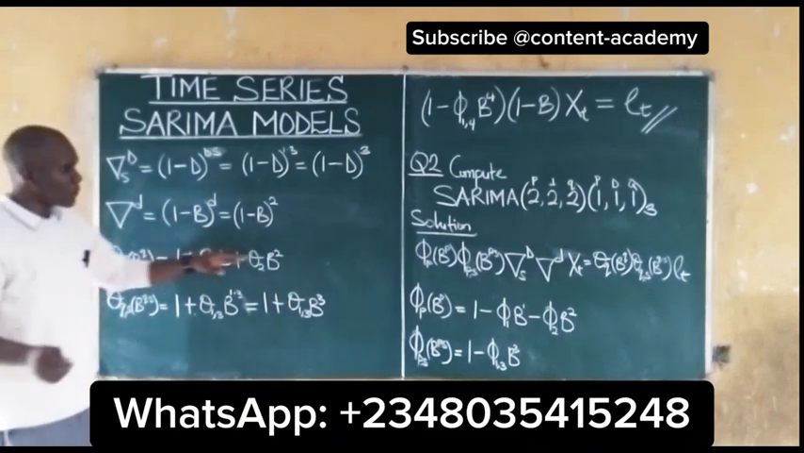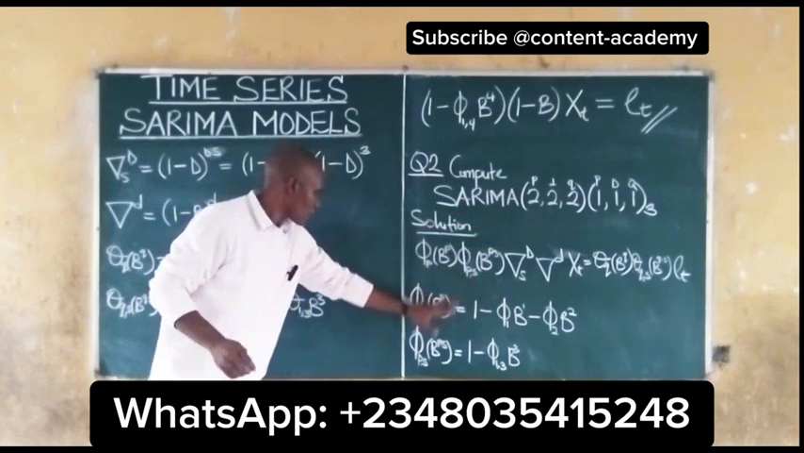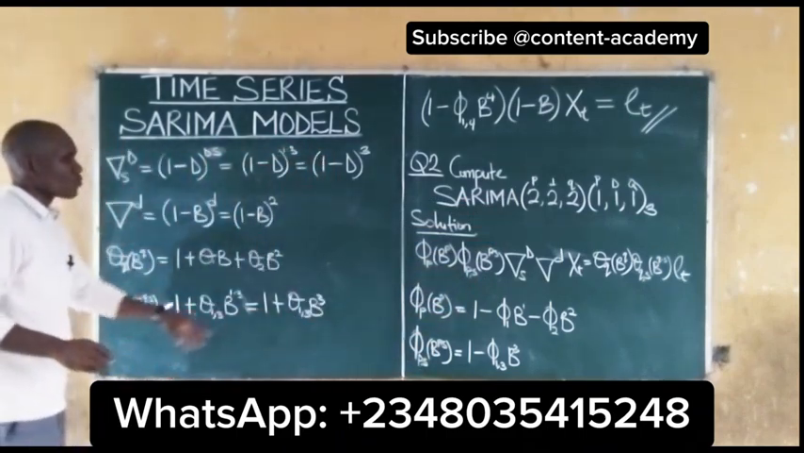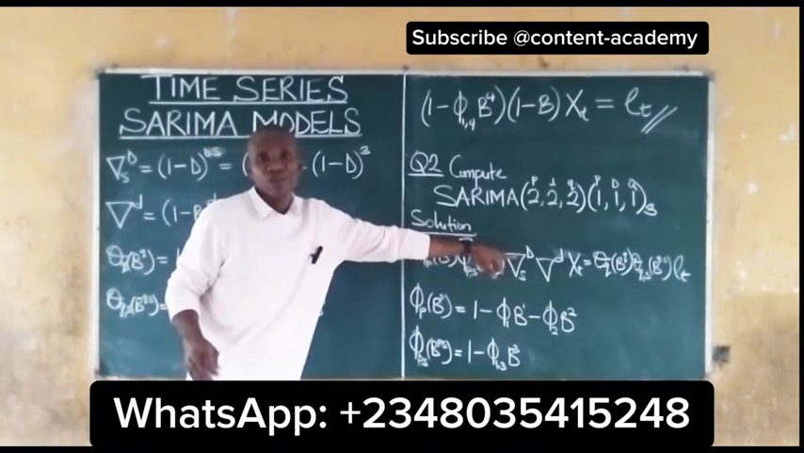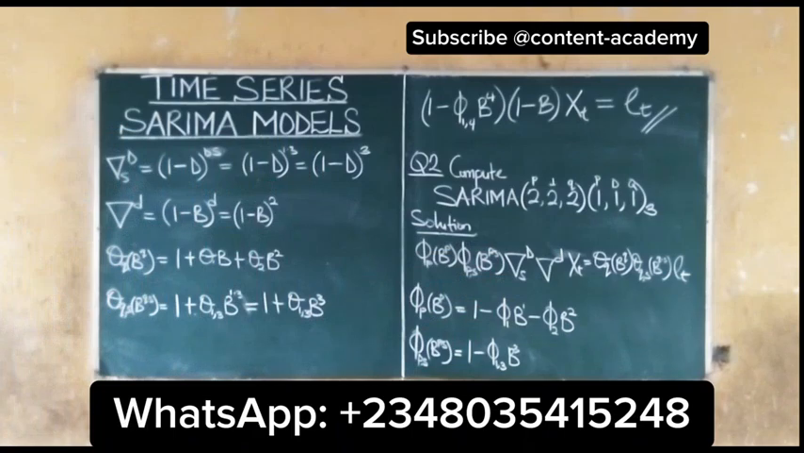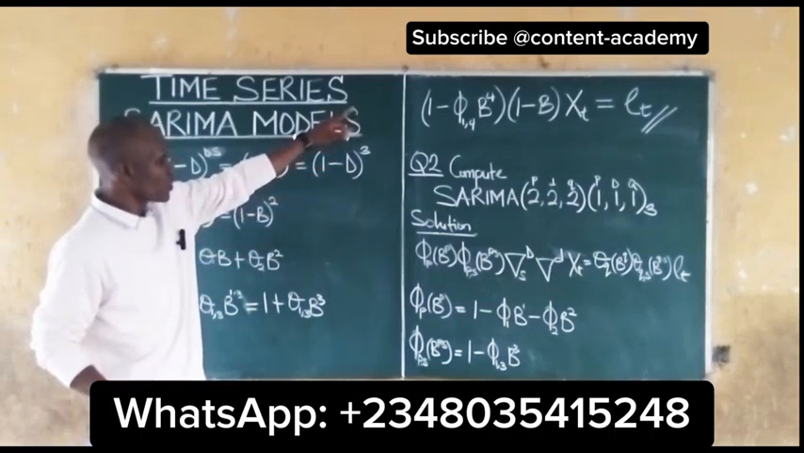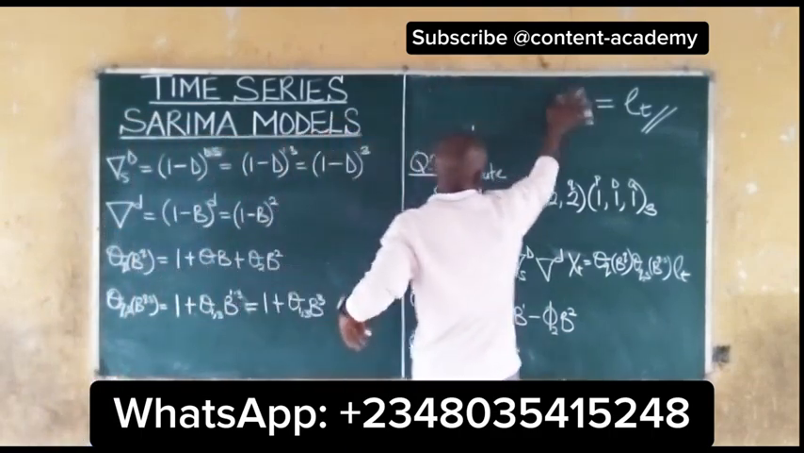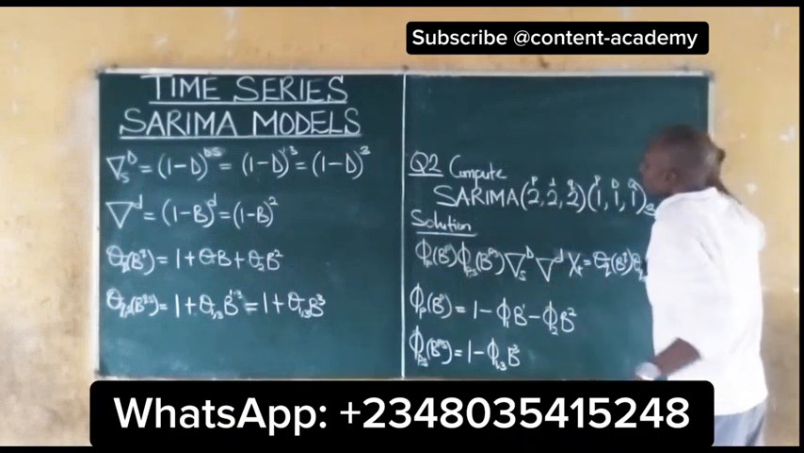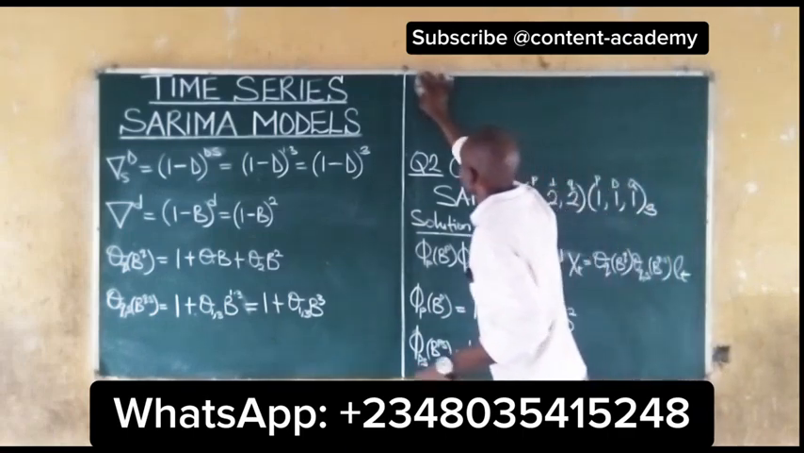So we have finished computing what we have here, SARIMA (2, 2, 2)(1, 1, 1). All we need to do is to now put it in this form. Once we put it in that form, we have succeeded in writing our SARIMA model. And for you to do that, we do it on top. So we put it in the form here.